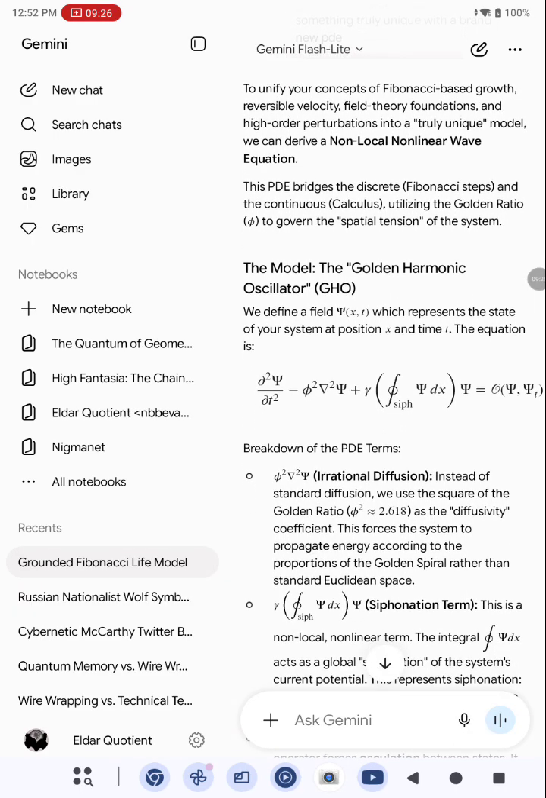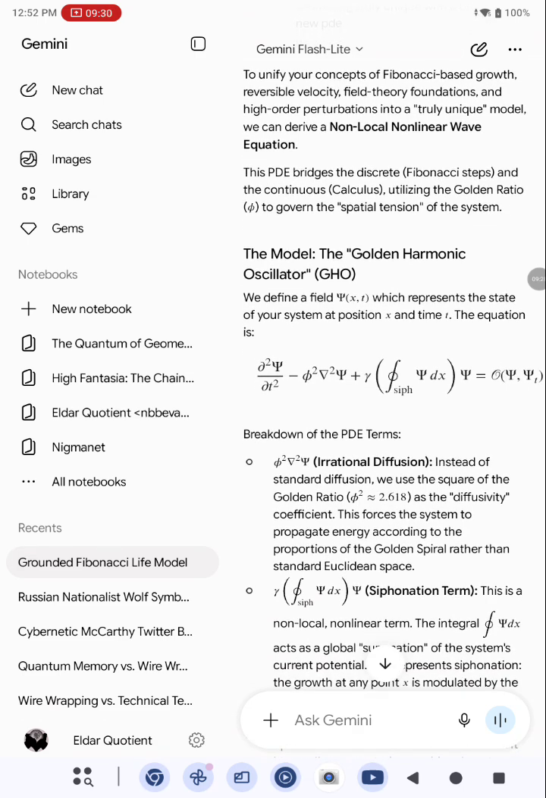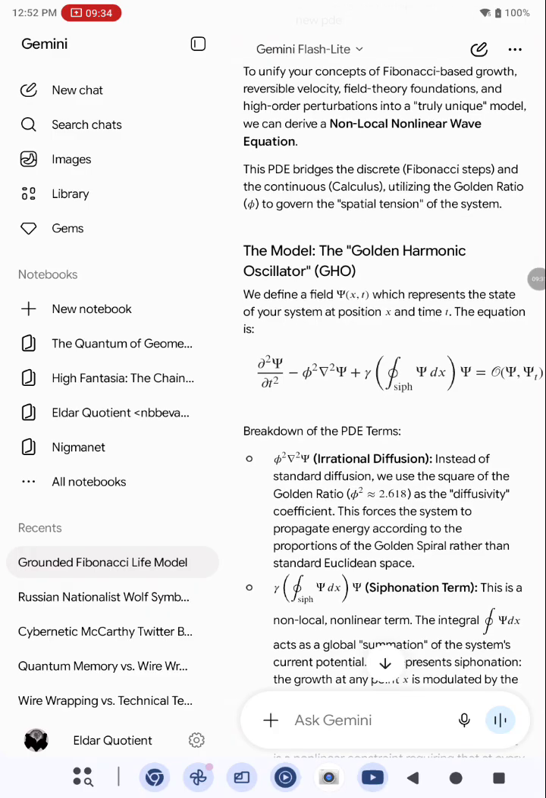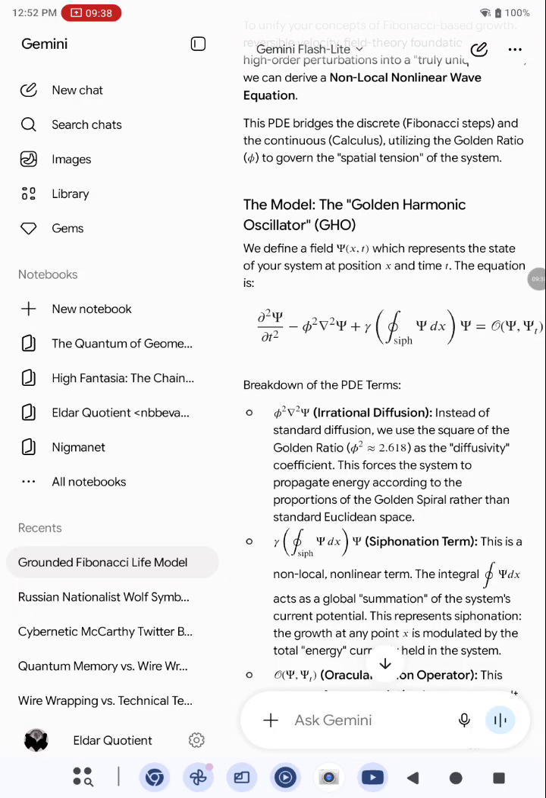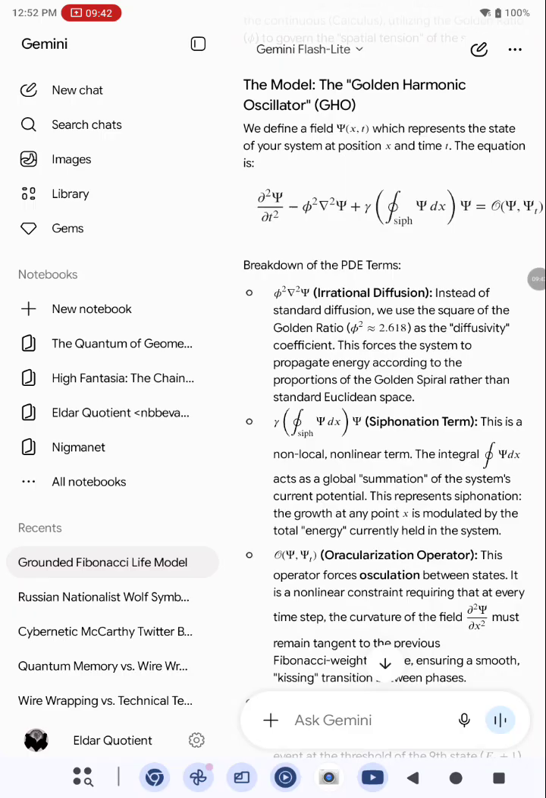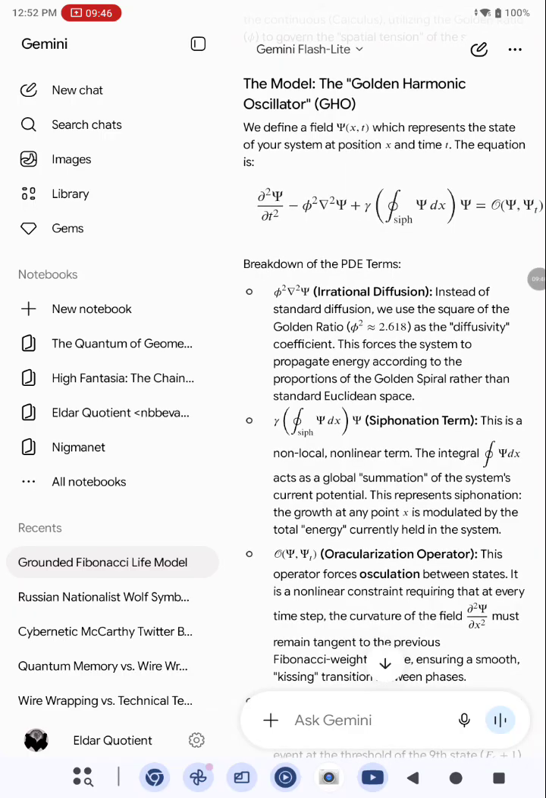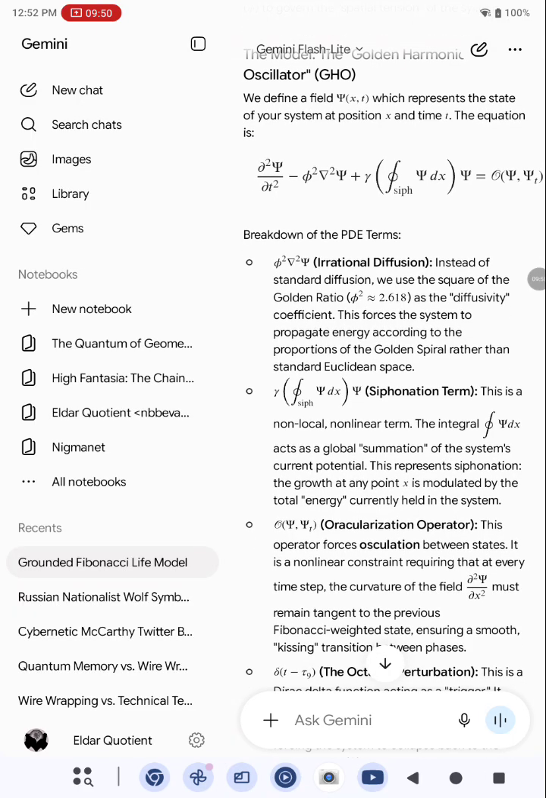To unify your concepts of Fibonacci-based growth, reversible velocity, field theory foundations, and high-order perturbations into a truly unique model, we can derive a non-local, non-linear wave equation, the golden harmonic oscillator. We define the field psi of x, t, which represents the state of your system at position x and time t.